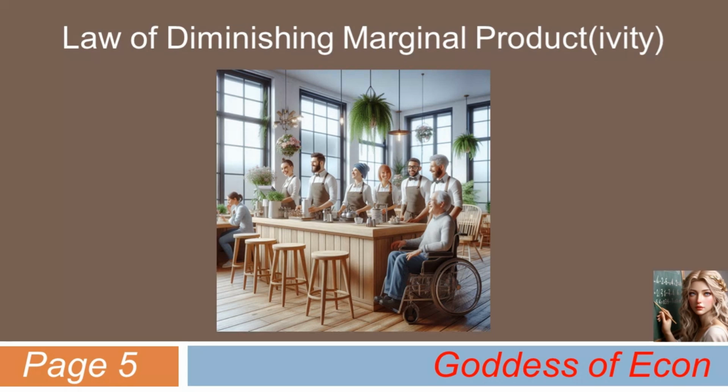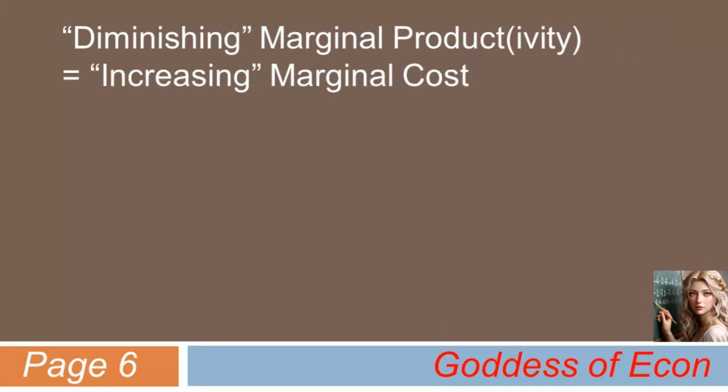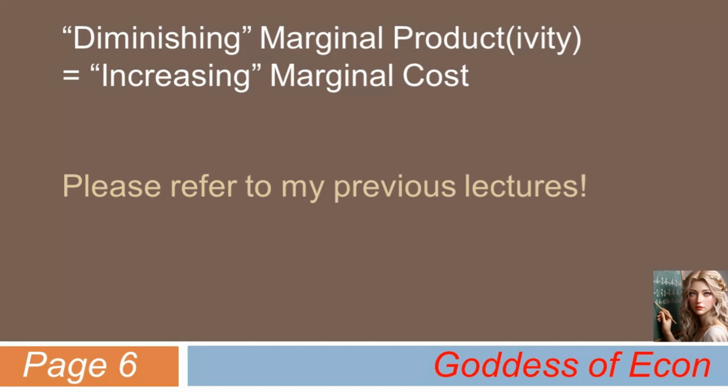And this law of diminishing marginal product leads to increasing marginal cost, as marginal product and marginal cost are inversely related to each other. I have explained this inverse relationship between the two quite in detail in my previous lectures. So if you want to know why diminishing marginal product or productivity implies increasing marginal cost, please refer to my previous lecture videos. I won't spend my precious time explaining this all over again here.